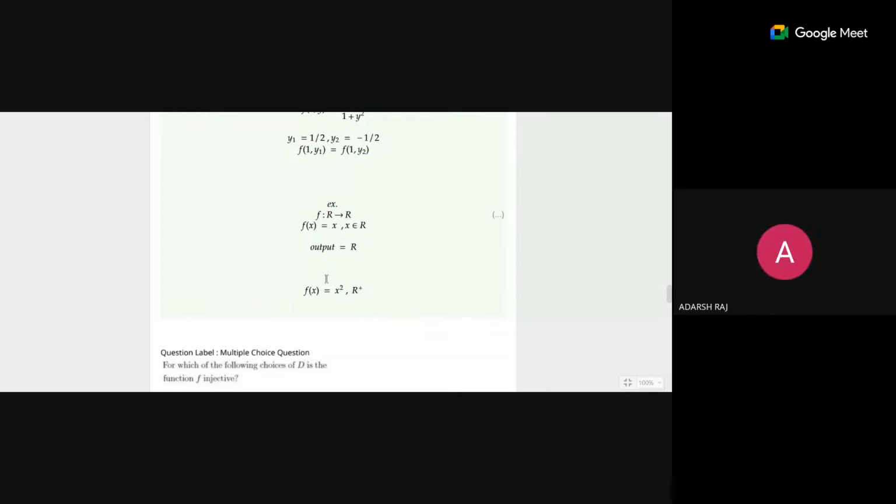But in this case, this function is defined from R to R, and the output of this function will always be positive, right? The range will always be R plus: we get 0, 1, 2, up to positive infinity. So you are only getting the positive values. The output of this function is not equal to the codomain, which means the range is not equal to the codomain.